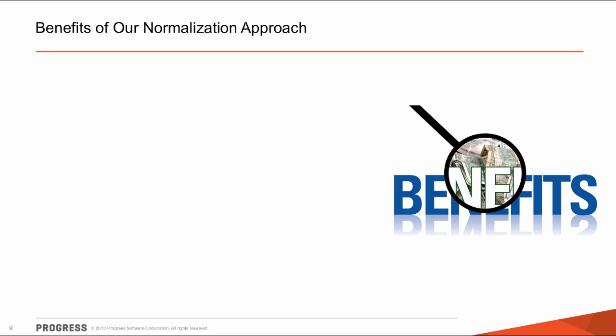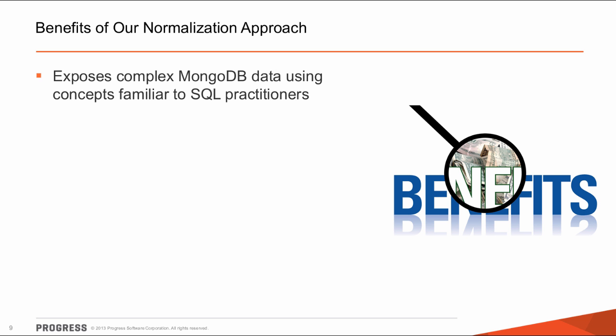So what are some of the benefits of normalization and our approach to normalization for connecting the worlds of NoSQL to standards-based applications? Well, one of the benefits is it exposes complex MongoDB data using concepts familiar to SQL practitioners and SQL-based applications: rows and tables, parent tables and child tables, foreign keys and primary keys, and relationships between tables. These things are familiar, right? The vast majority of applications and individuals inside our organizations today are familiar with these things.